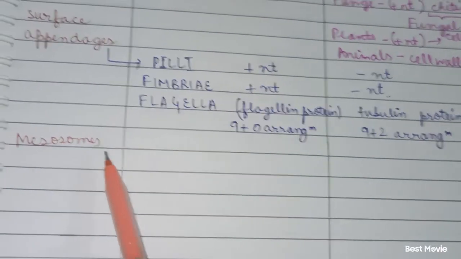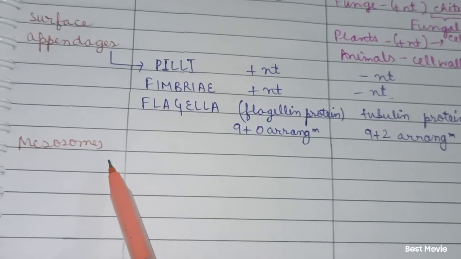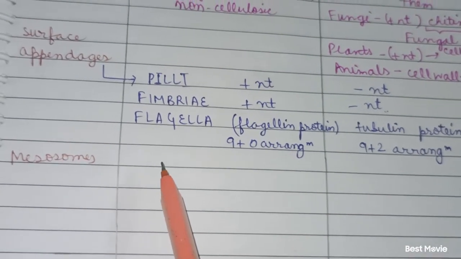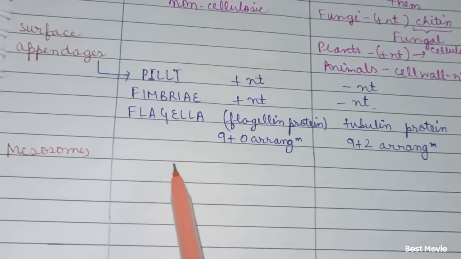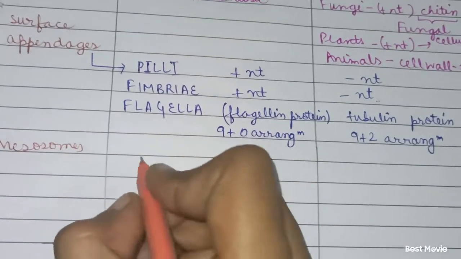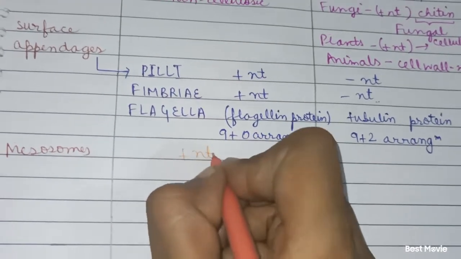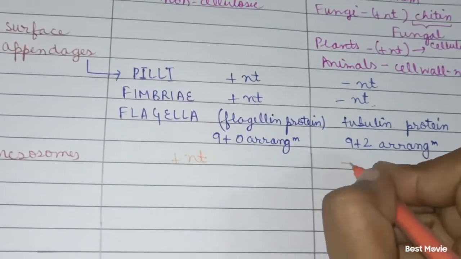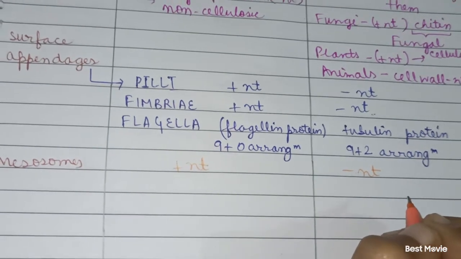Next we have the difference on the basis of mesosomes. Mesosomes are the little structures we observed in the structure of prokaryotes. Those are present in prokaryotic cells but absent in eukaryotic cells.